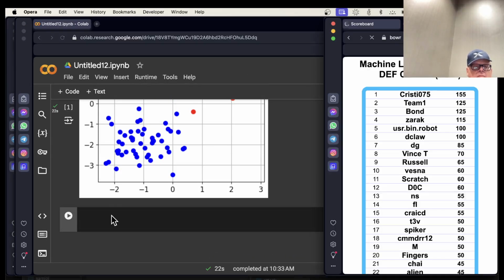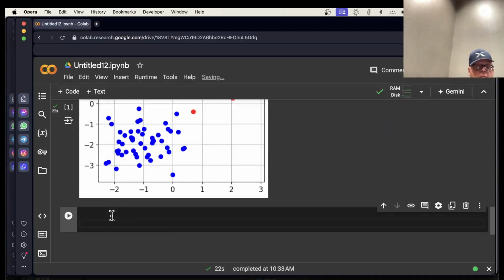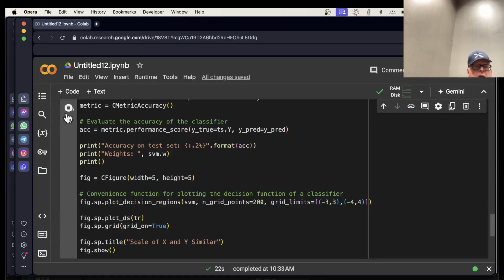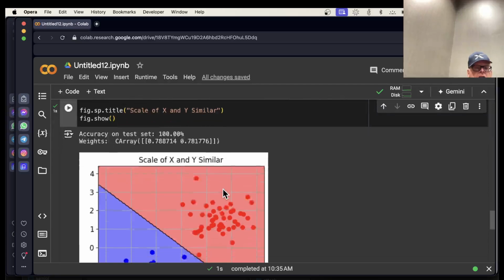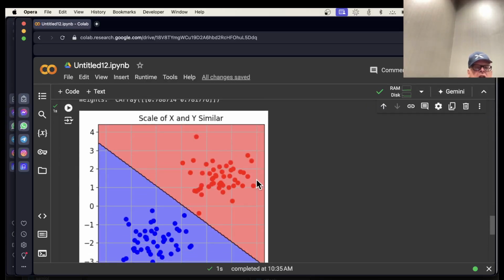Oops. There we go. All right. And there it is. You see it chose this line as the best one.